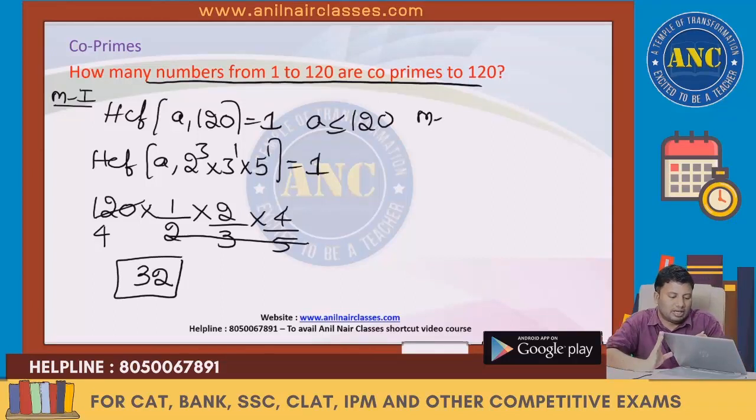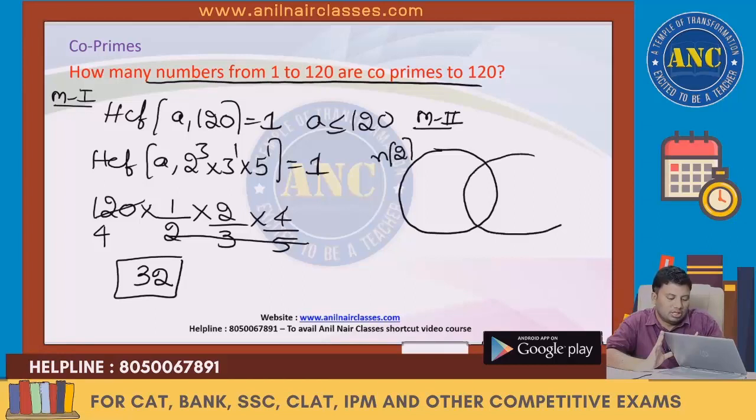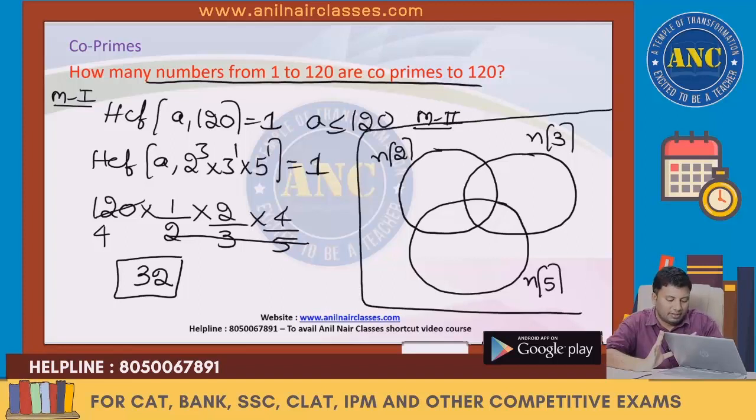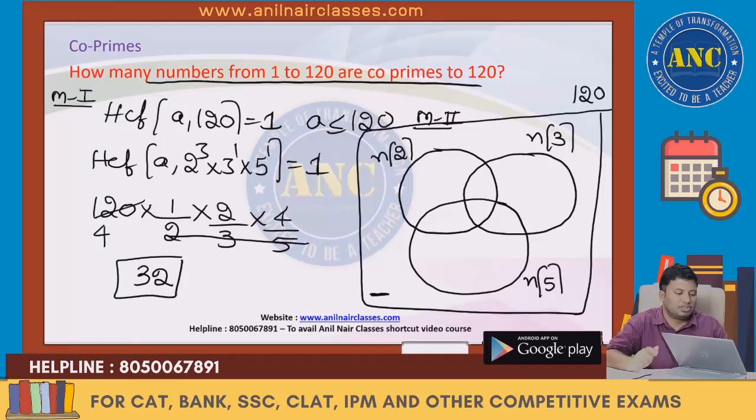Method 1. In case you forget these formulae, one circle represents the numbers which are divisible by 2. This circle represents the numbers which are divisible by 3. This circle represents the numbers which are divisible by 5. Total there are 120 numbers. This is the value which I require.